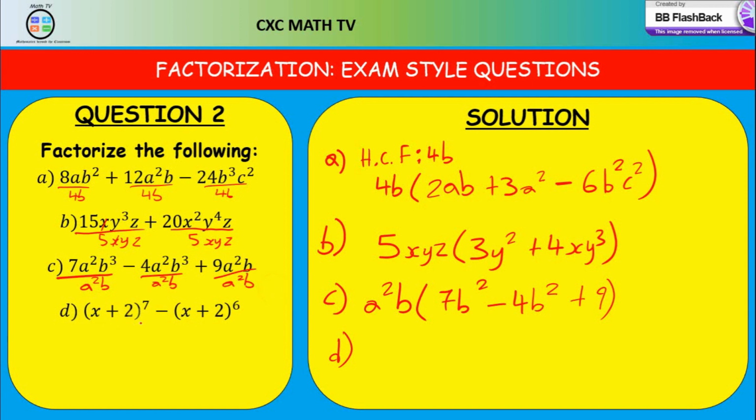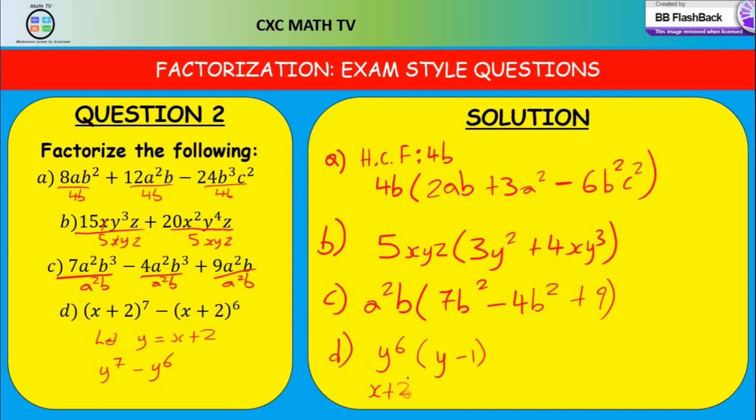Now, if you call x plus 2 y, then this is really saying y to the 7 minus y to the 6. From that, it's easy to say the highest common factor is y to the 6. Then you have y minus 1. But then what was y? Put back what was y?